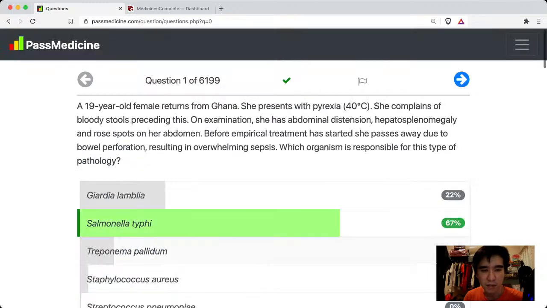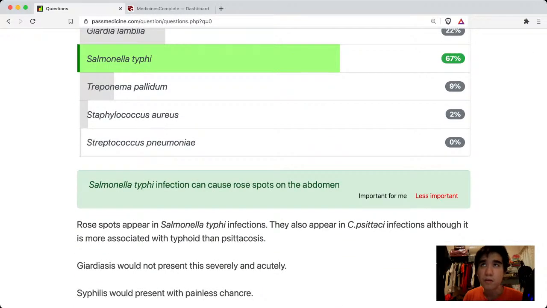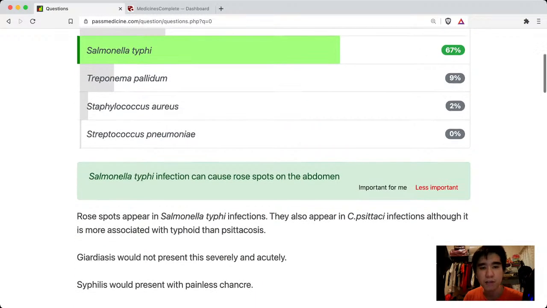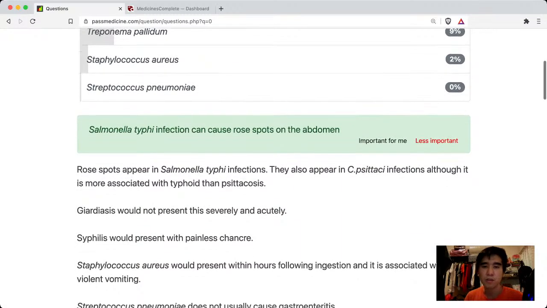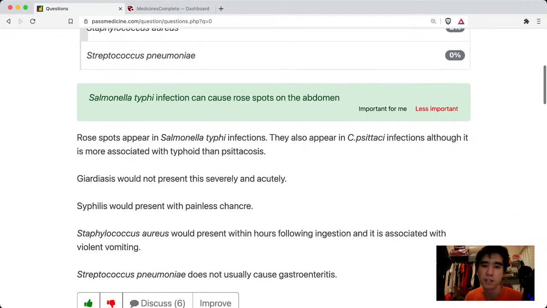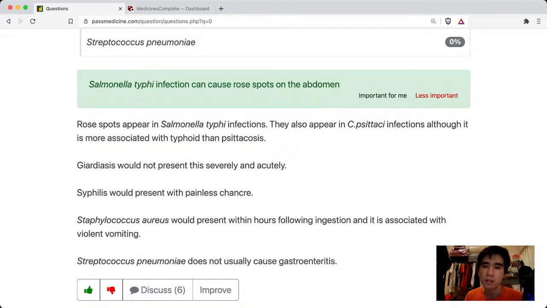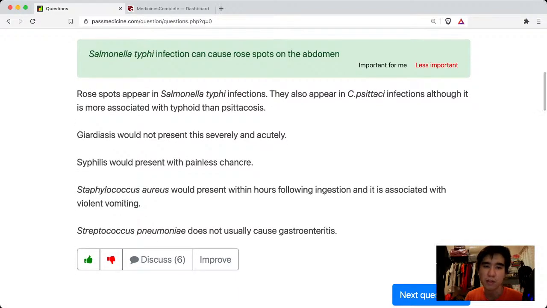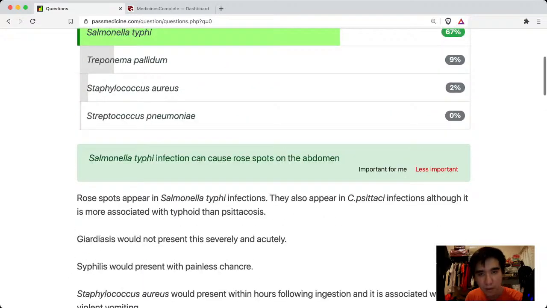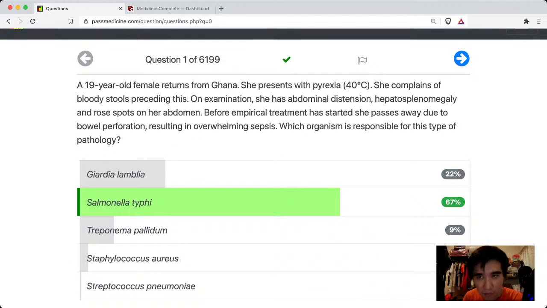Let's see if it's correct. Yes. So, Salmonella typhi infection can cause rose spots on the abdomen. Rose spots appear in Salmonella typhi infections. They also appear in Chlamydia psittaci infections, although it's more associated with typhoid than psittacosis. So the reason I thought of this being typhoid fever straight away was because of the rose spots.